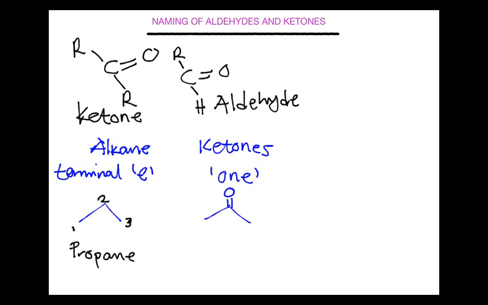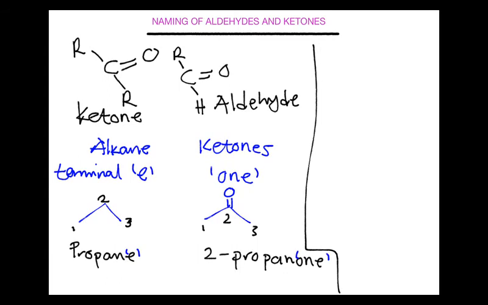Now the carbon bearing the oxygen is carbon number 2. So we name this again, starting with the numbering. This is 2 and 3. Now carbon 2 has a doubly bonded oxygen to itself, so it bears the functional group. So we name this 2-propanone. Just like we said, the terminal E over here is replaced by ONE, which is a ketone. Let's look at some other example.